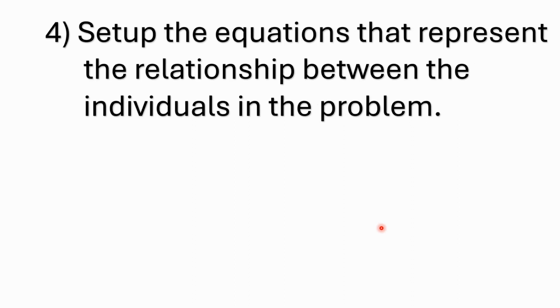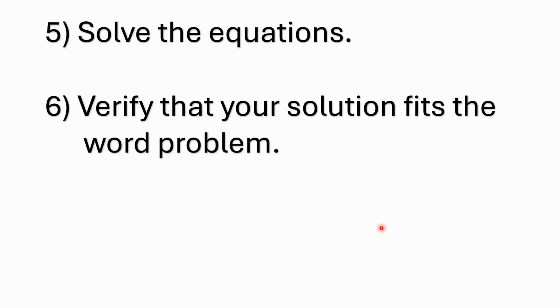Then the fourth step would be to set up the equations that represent the relationship between the individuals in the problem. And then, of course, the fifth step is solve the equations. But before you can do that, you need to make sure you understand those first four steps. And the thing I always recommend is that you should verify your solution fits the word problem. Take the numbers that you come up with, go back to the word problem, and see if they fit.